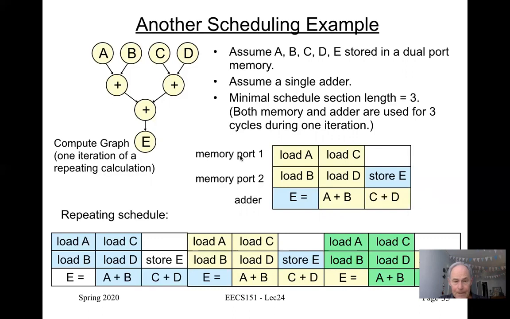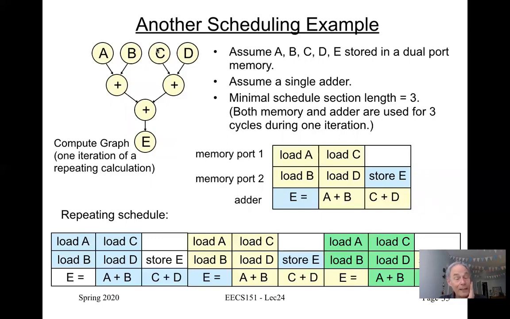Going to have a resource chart that has 3 resources: the 2 ports of the memory, where each port can either be a read or a write, and then the adder. Now, we know the characteristic section of a repeating schedule will be at least 3. That's because the memory and the adder are used for 3 cycles during 1 iteration. In 1 iteration here, we have to do 3 additions. There's only 1 adder, so we know we need 3 cycles at least to accomplish that.